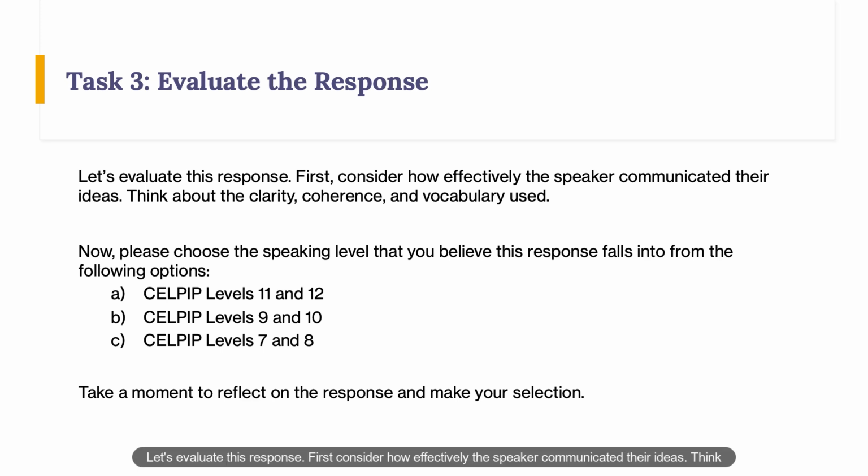Let's evaluate this response. First, consider how effectively the speaker communicated their ideas. Think about the clarity, coherence, and vocabulary used. Now, please choose the speaking level that you believe this response falls into from the following options. A. CELPIP levels 11 and 12. B. CELPIP levels 9 and 10. C. CELPIP levels 7 and 8. Take a moment to reflect on the response and make your selection.